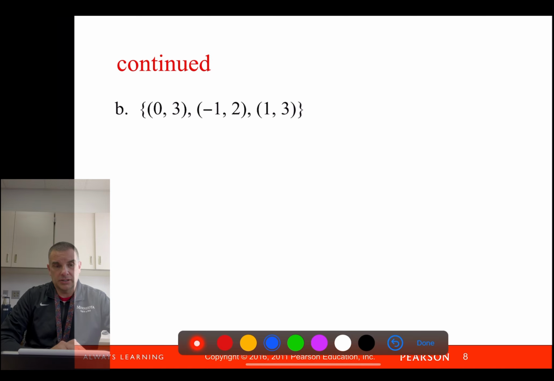Okay? So let's look at another one. 0 goes to 3, -1 goes to 2, and 1 goes to 3. You'll notice that 0 goes to 3 and 1 goes to 3. Right there, it's not a one-to-one function anymore.